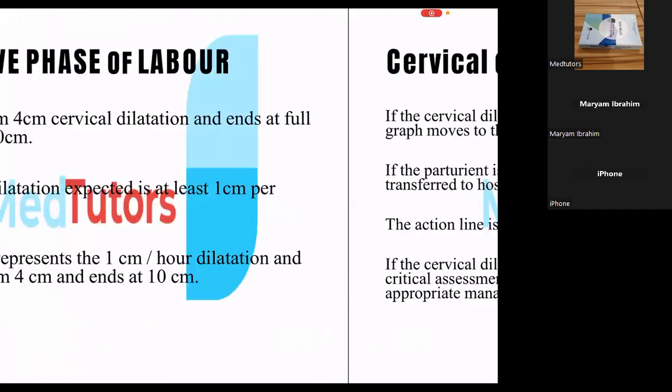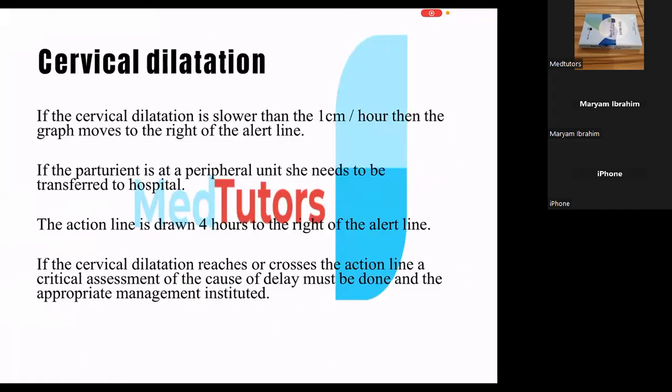So once you figure out that the cervical dilatation is going at a rate slower than 1 centimeter per hour, and the woman in labor is in a primary healthcare facility, and you know that you don't have the necessary equipment to manage her if a complication should arise, you should start preparing her for transfer. You should prepare that woman to be transferred to a hospital where she can receive the appropriate care.